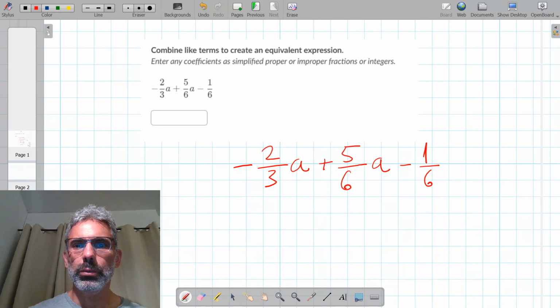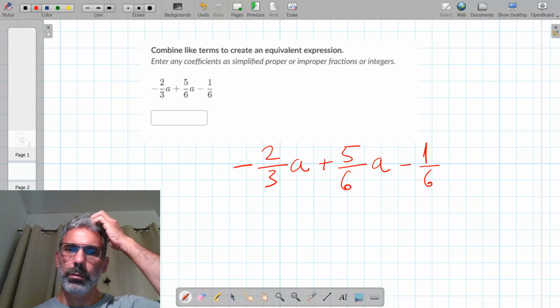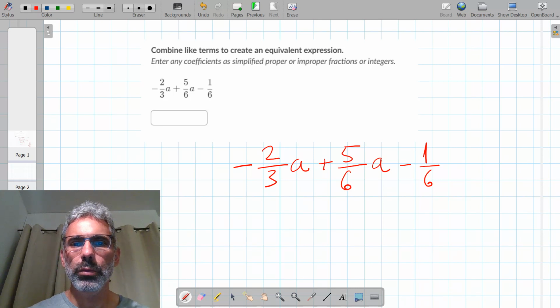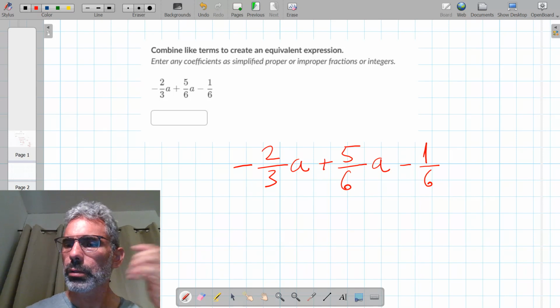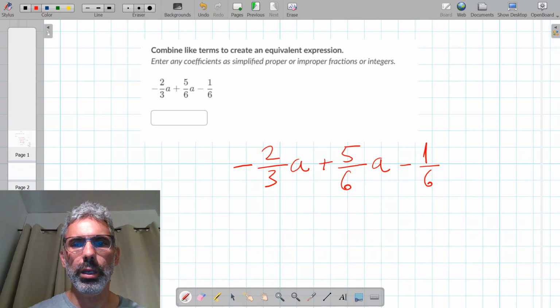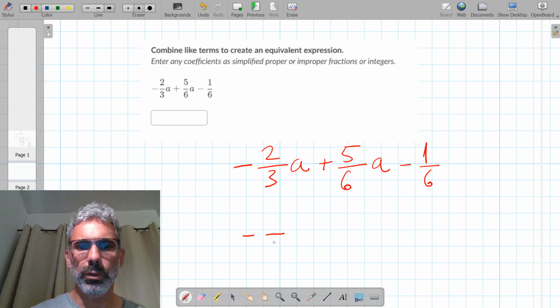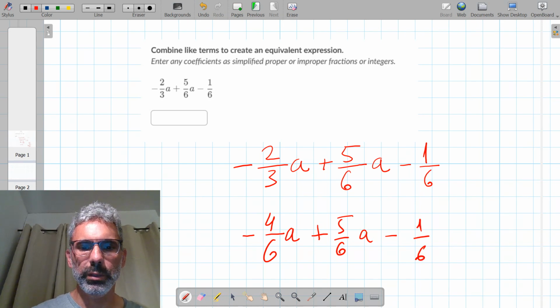Okay, so to combine these two coefficients, the first two coefficients, which are multiplied by a, we need to find the common denominator. So the first fraction will become something over 6. To go from 3 to 6, we multiply by 2, so this is minus 4/6 a plus 5/6 a minus 1/6.